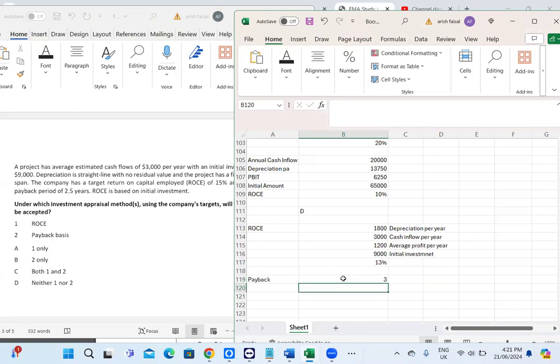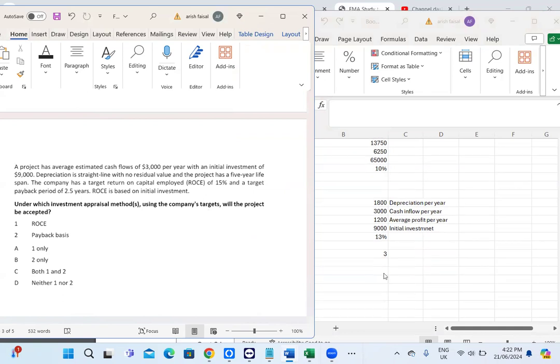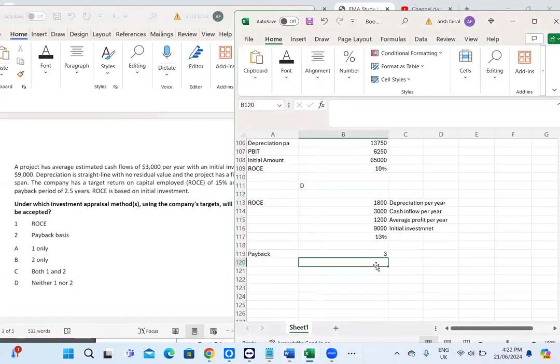So none of the criteria is being fulfilled. The question asks, under which investment appraisal methods using the company's targets will the project be accepted? So it's going to be neither one nor two, because the ROC is 13, which is less than 15, and the payback is 3, which is more than the target payback of 2.5 years. So in this case, the answer would be D, neither one nor two.